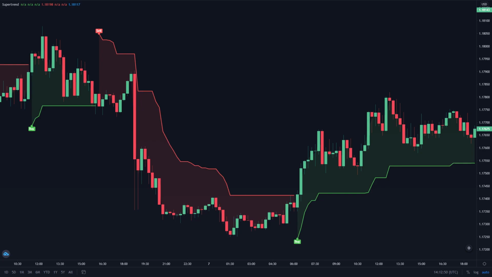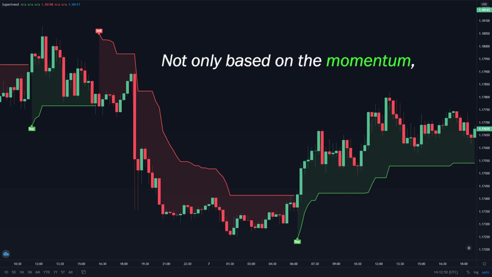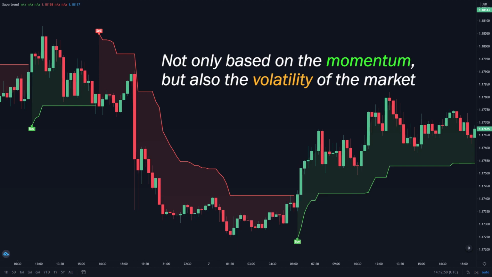So a good thing about this indicator is that not only it's very simple to use, but it's also a very good indicator because the super trend is based on the ATR. So that means the indicator generates signals not only based on the momentum, but also the current volatility of the market.